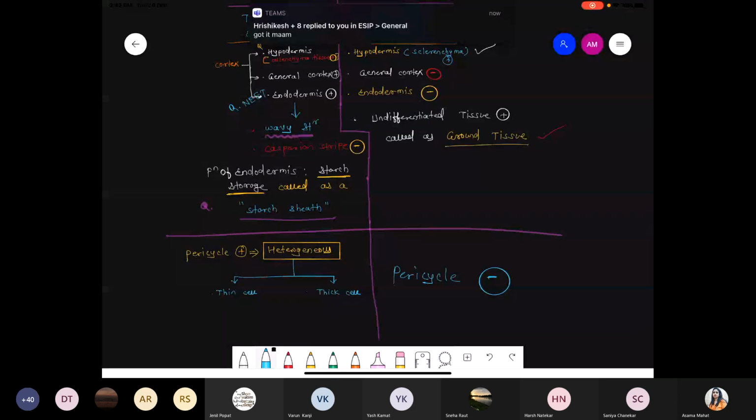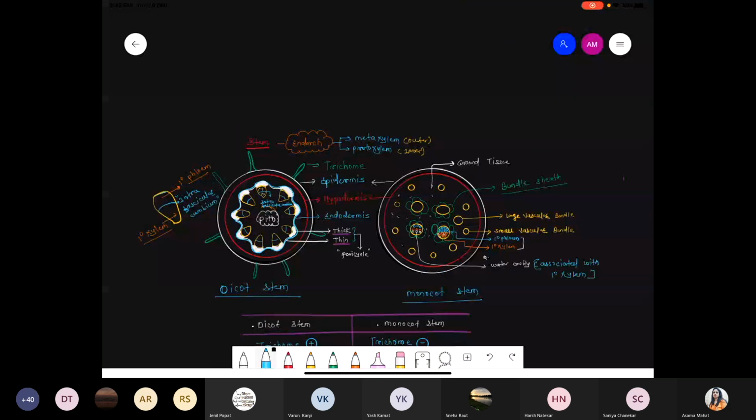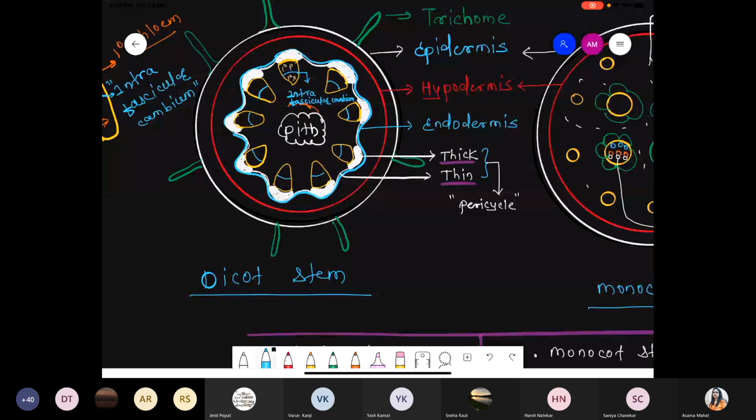Got it? Okay, chalo. So we are talking about the pericycle. So quickly we are taking the diagram. Can you see? Inside the diagram, with the help of the white color, हमने कुछ तो represent किया. The endodermis is present, which is responsible for the starch storage, and below that there is a presence of the thick as well as the thin cells, and collectively they are called the pericycle.